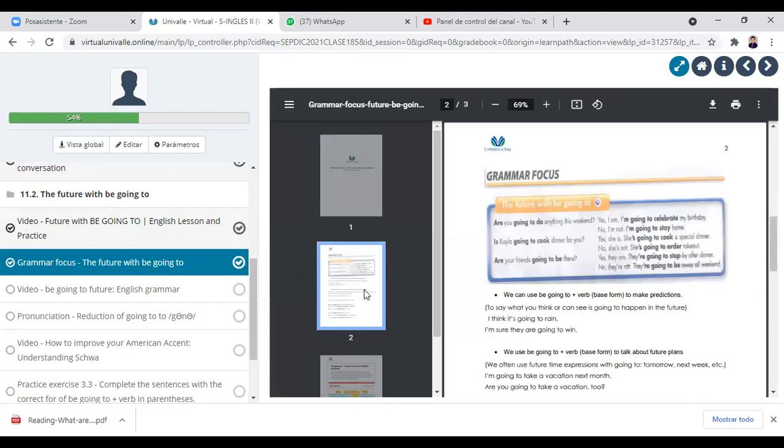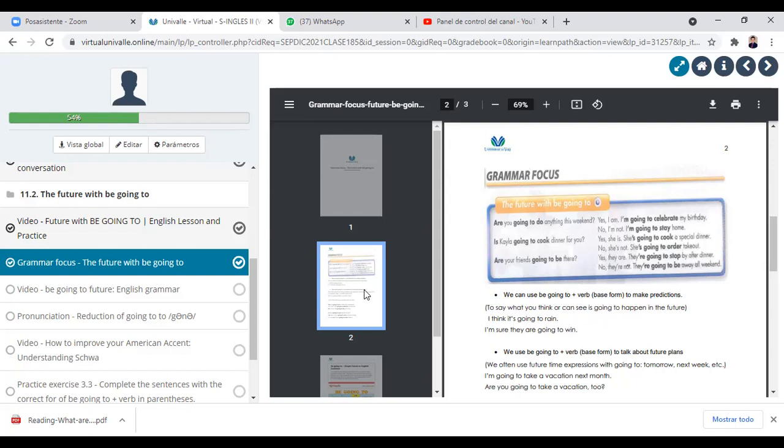Okay, so we basically use going to express actions that we're thinking to make in a near future, right? For example, the future would be going to, and here we can use going to with the verb base form to make predictions. That is an important fact to mention: to say what you think or can see is going to happen in the future. We're talking about the near future. I think it's going to rain. I'm sure they are going to win.